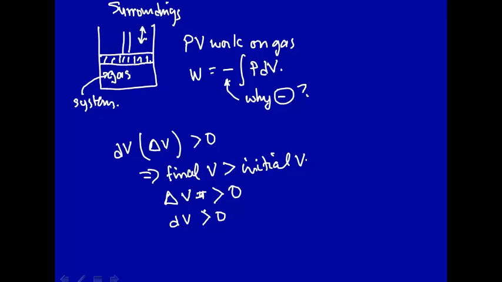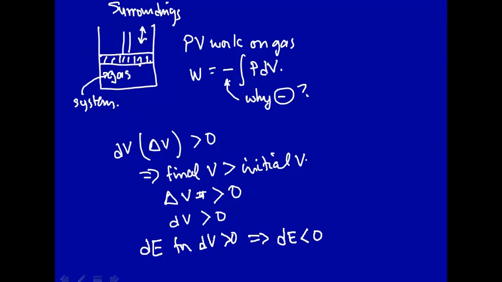Now suppose that delta V is greater than 0. Delta V greater than 0 means the piston expanded. So the gas must have done work on the surroundings. The gas did work on the surroundings. It lost energy. So therefore, for dV greater than 0, dE must be less than 0, because you're losing energy, you're expanding the volume of the gas.